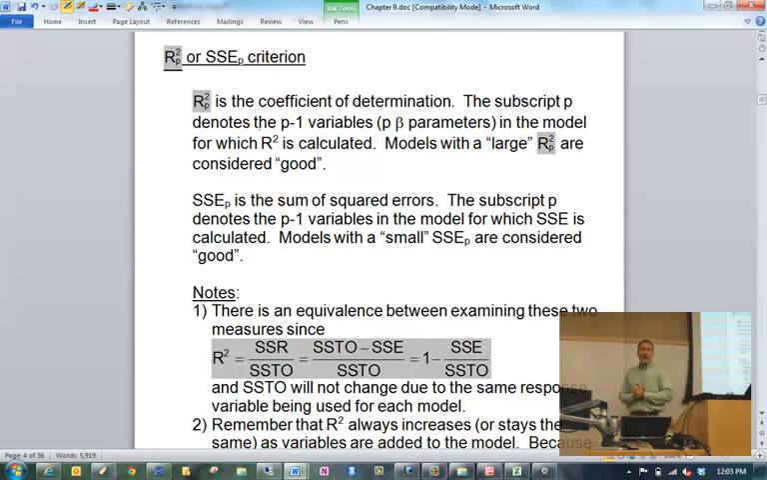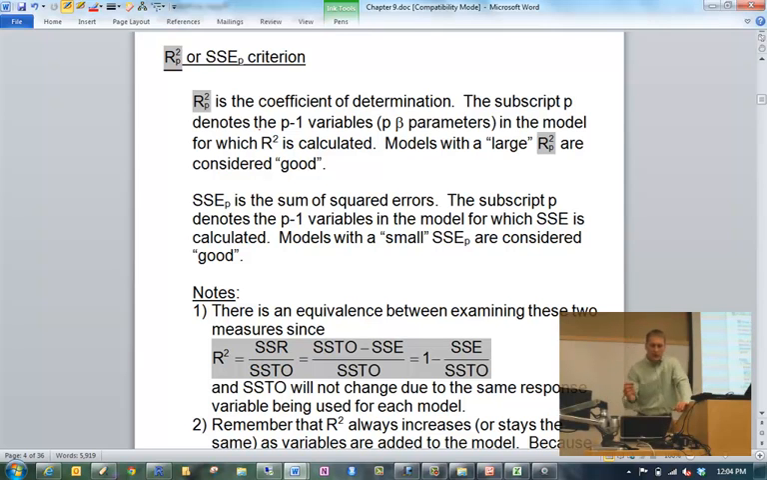First of all, we can look at R squared, the coefficient of determination. And we know that good models have, let's say, large R squares compared to other models. So a model that has maybe the largest R squared might be the best model, or models that have large R squares overall in comparison to all the rest might be good models.